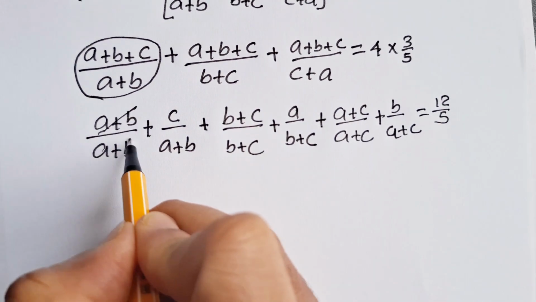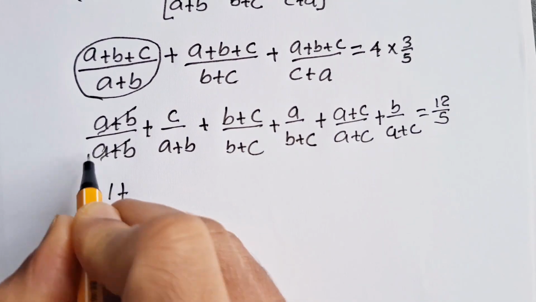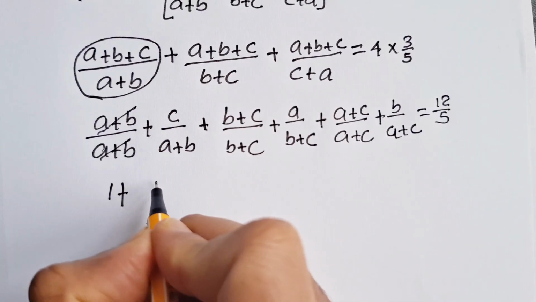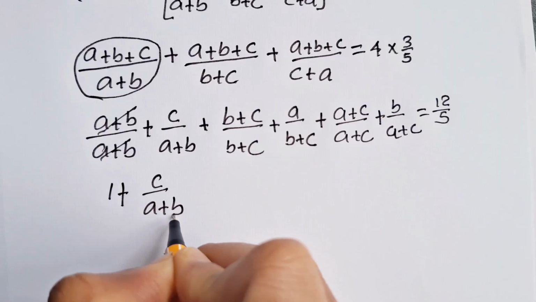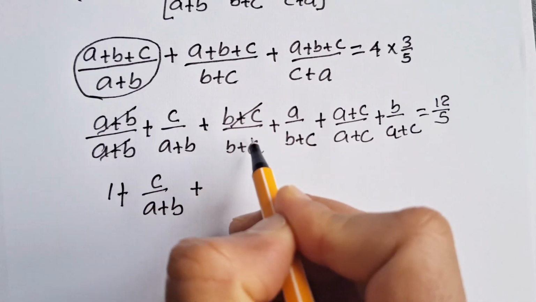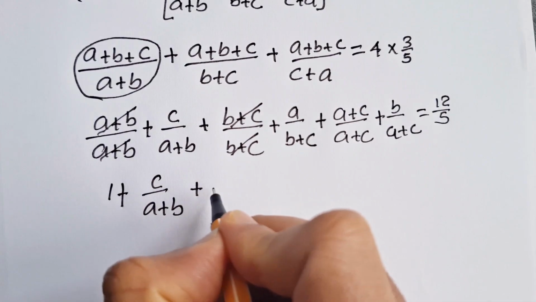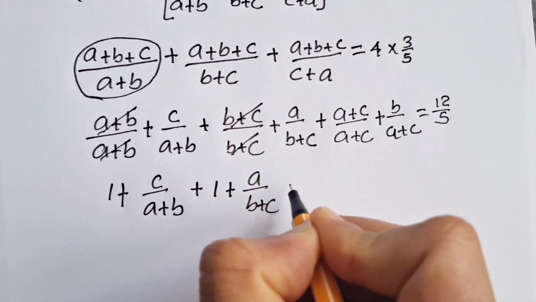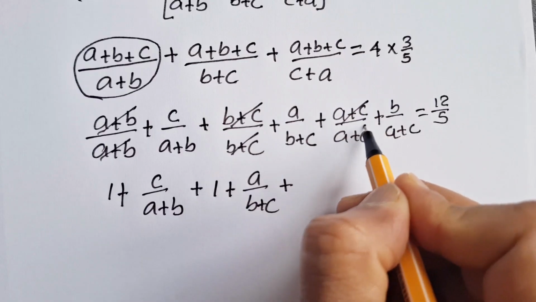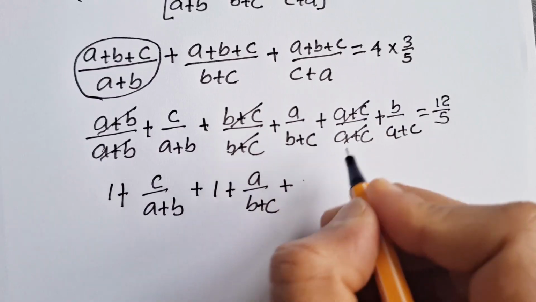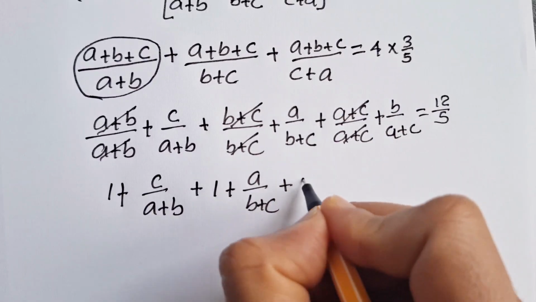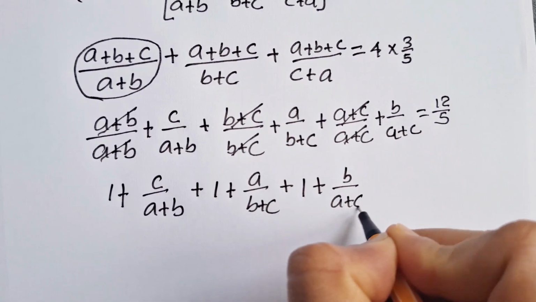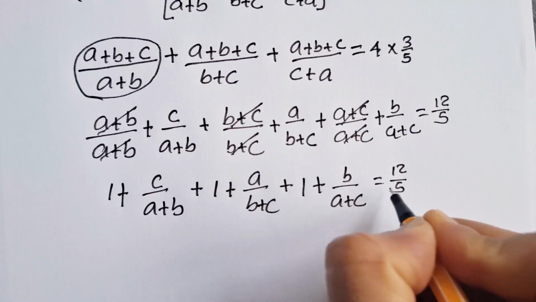Now a plus b over a plus b is 1, it will be cancelled, so it is equal to 1 plus c over a plus b. Then again, b plus c divided by b plus c is 1, plus a over b plus c. Plus again, a plus c divided by a plus c is 1, plus b over a plus c, equal to 12 over 5.